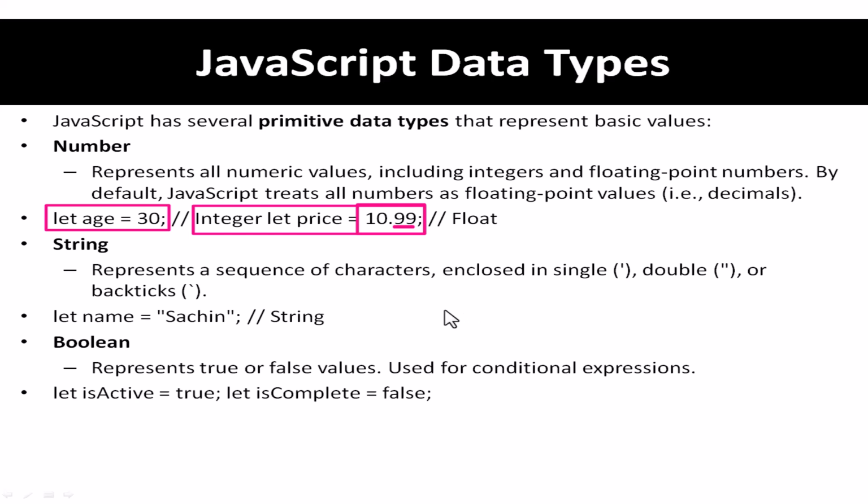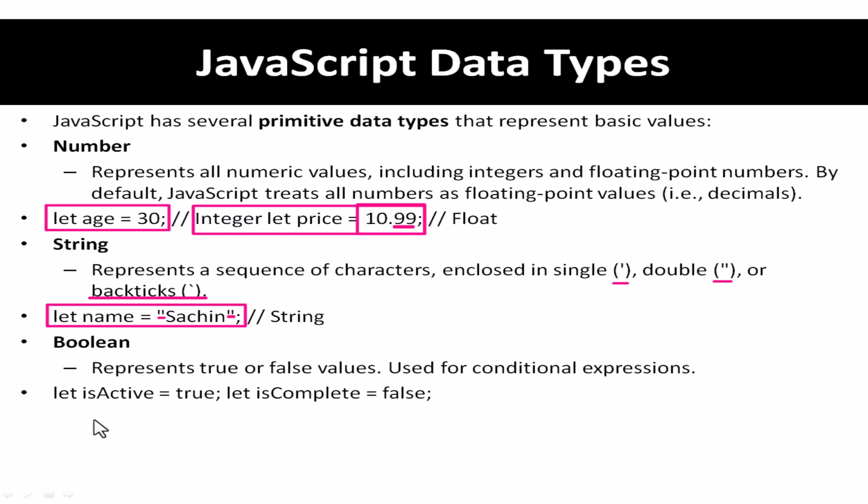Next, string. It represents a sequence of characters enclosed in either single or double quotes. Otherwise you can use backticks. For example, let name equal to "Sachin". It is a string, which is identified by the double quotes.